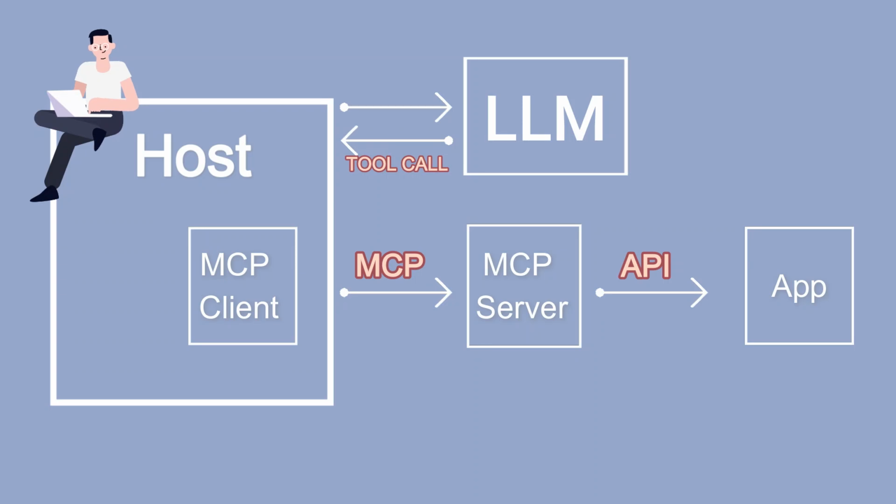The host receives this tool call request and understands that it needs to invoke an MCP server. Then the host uses its MCP client to communicate with the appropriate MCP server, which finally performs the action in the target application. Once the result comes back, the host sends it back to the LLM and the LLM generates the final response for the user.